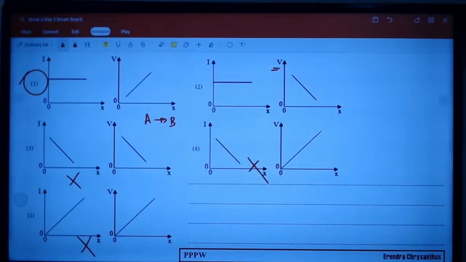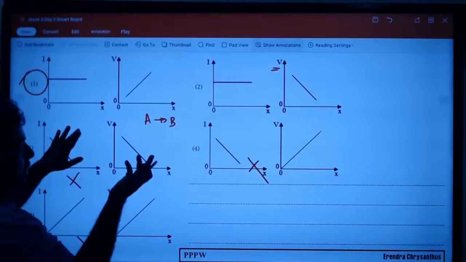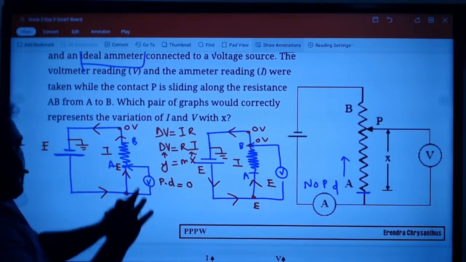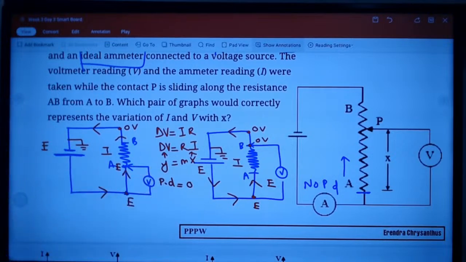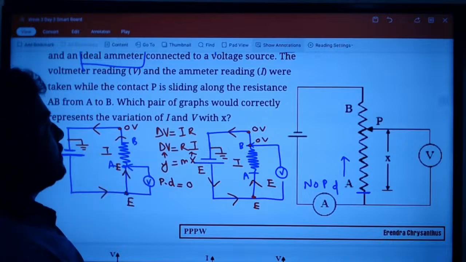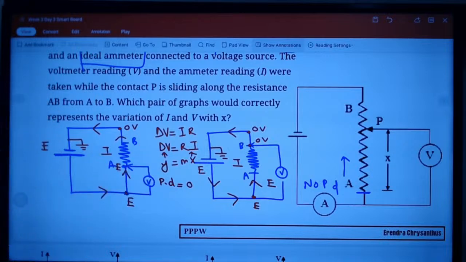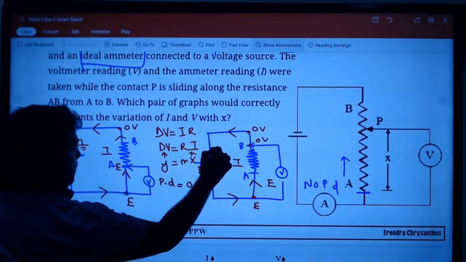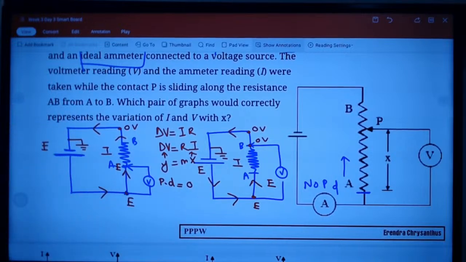Right there. So you can see, I am not writing equations. Am I writing equations? No. Very simple circuit analysis. Across the voltmeter there is no current. And to analyze the circuit easily, we ground the negative terminal.